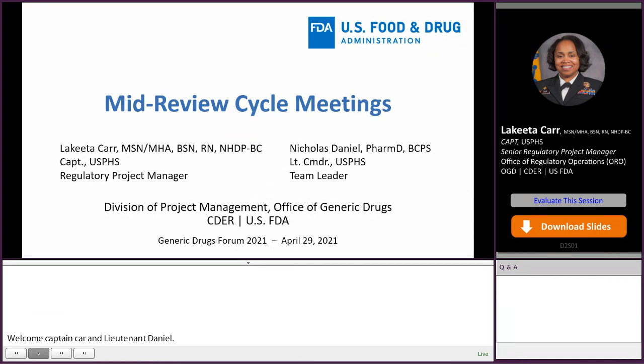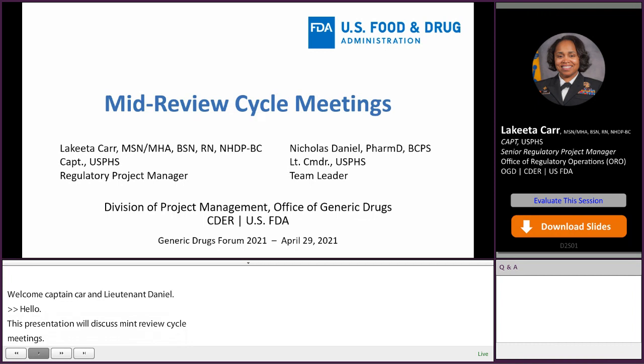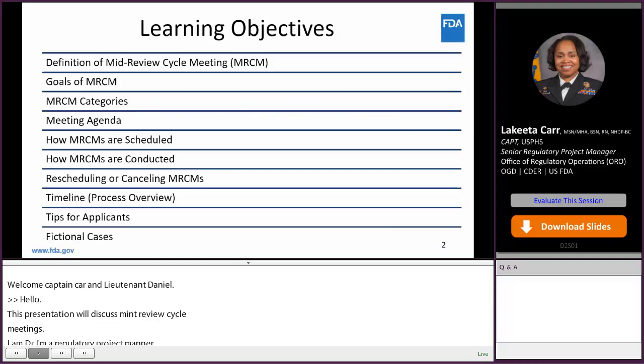I am Captain Lakeeta Carr with the United States Public Health Service, and also joining me is Lieutenant Commander Nicholas Daniel with the United States Public Health Service. I'm a regulatory project manager, and Lieutenant Commander Daniel is a team leader. We both work in the Division of Project Management within the Office of Generic Drugs at the FDA.